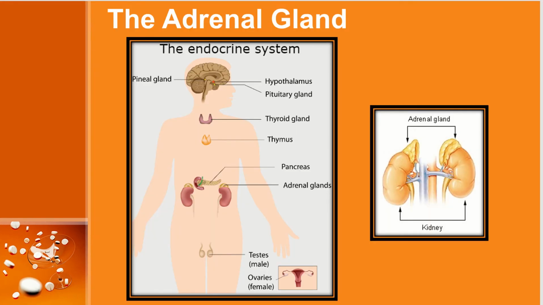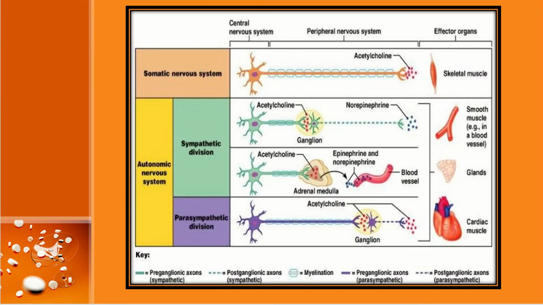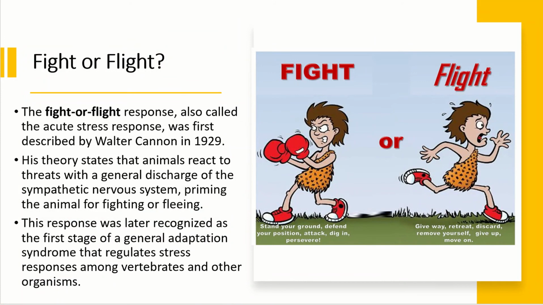All right, and just in case you have no idea where the adrenal gland is, it is just above the kidney. So when we refer to the adrenal medulla here, that is where it is. Just in case you might be wondering, what is fight or flight? Well, the fight or flight response, also called the acute stress response, was first described by Walter Cannon in 1929, way back when. His theory states that animals react to threats with a general discharge of the sympathetic nervous system, priming the animal for fighting or fleeing.